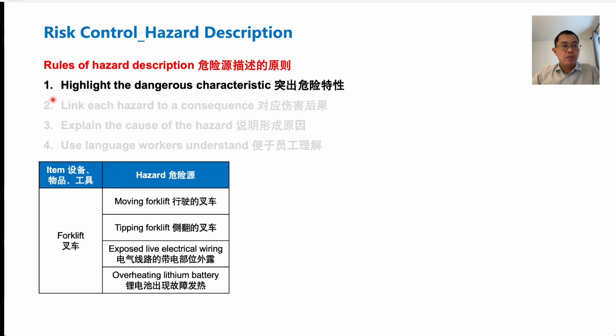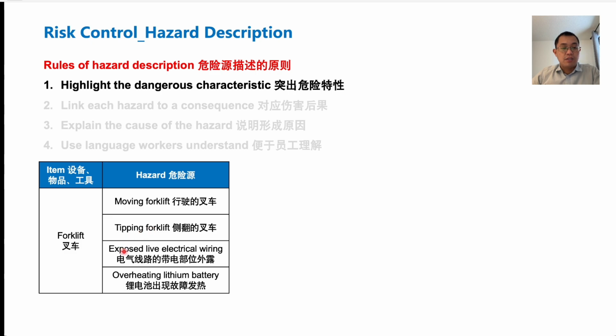The first one is to clearly highlight the hazard's dangerous characteristics. For example, we know that a forklift can be a hazard, but if we just describe it like that, it's too general and it doesn't explain why it's dangerous. So instead, we should describe its specific hazards. For example, a moving forklift or a forklift that can tip over. So these descriptions immediately tell us what the actual risk is.